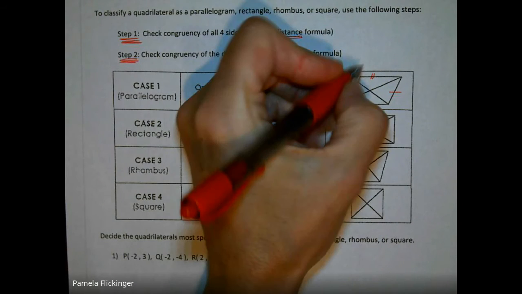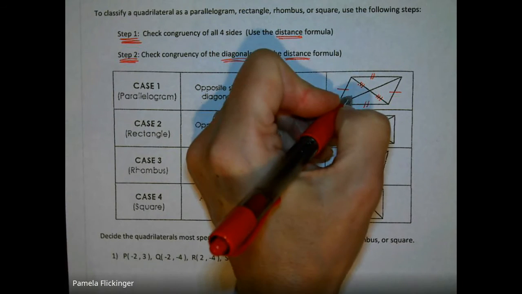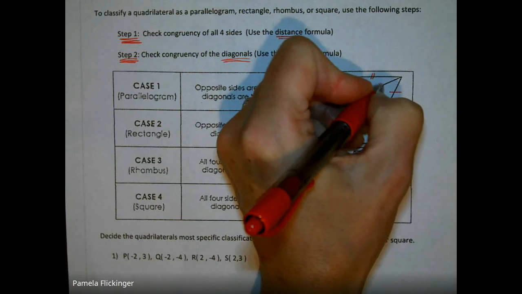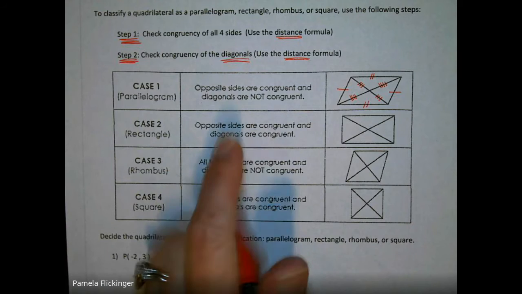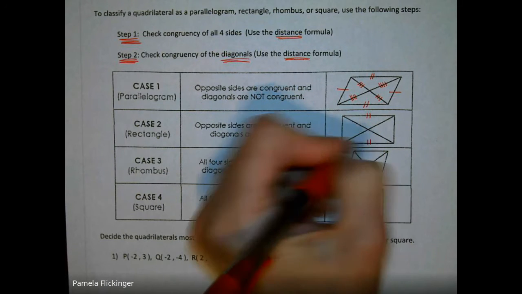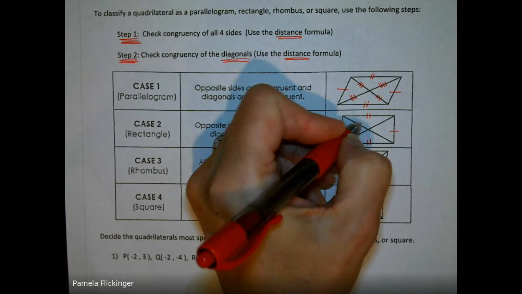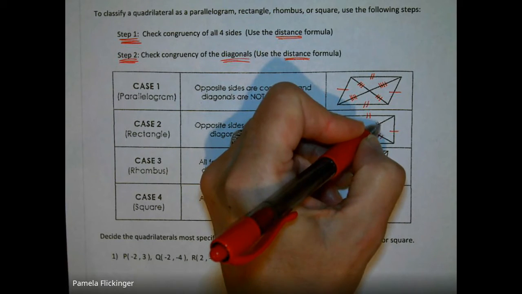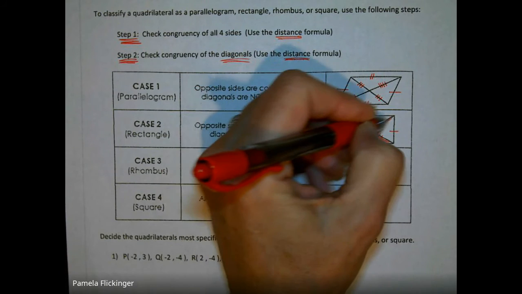And the other thing that's going to happen is that the diagonals will not be congruent either. Okay. With a rectangle, you will get opposite sides to be congruent, not all 4, but your diagonals will end up being congruent to each other. All right, so you will have that equal to that.